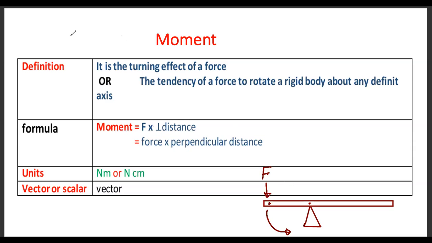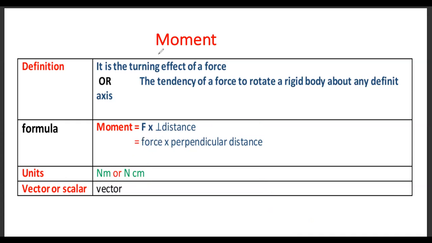What we have here, this is the distance, and there is a force. The angle between the force and the distance is 90 degrees. This is what's meant by perpendicular distance. The measuring unit for moment is the unit of force, which is Newton, times the unit of distance, which is maybe meter or centimeter. لو كانت سنتيمتر يبقى نيوتن سنتيمتر، أما لو كانت متر يبقى نيوتن متر. These are the units for moment, Newton meter or Newton centimeter.